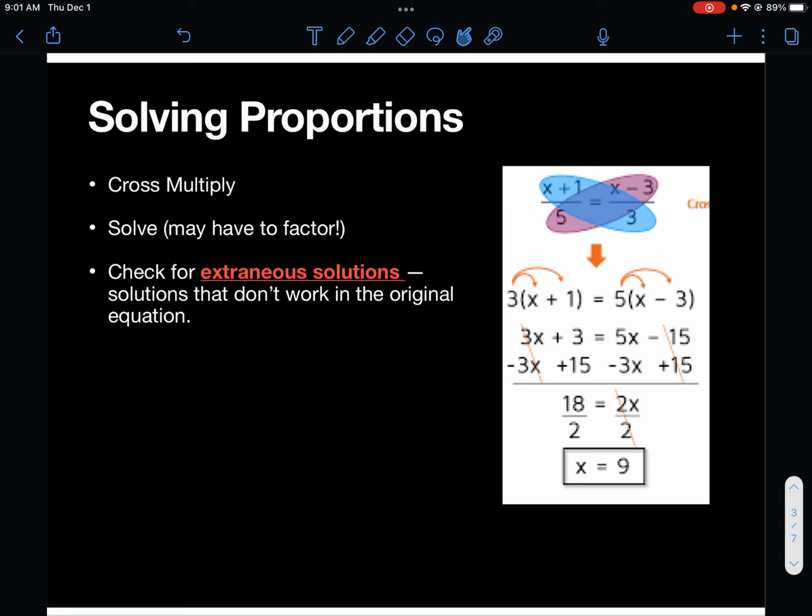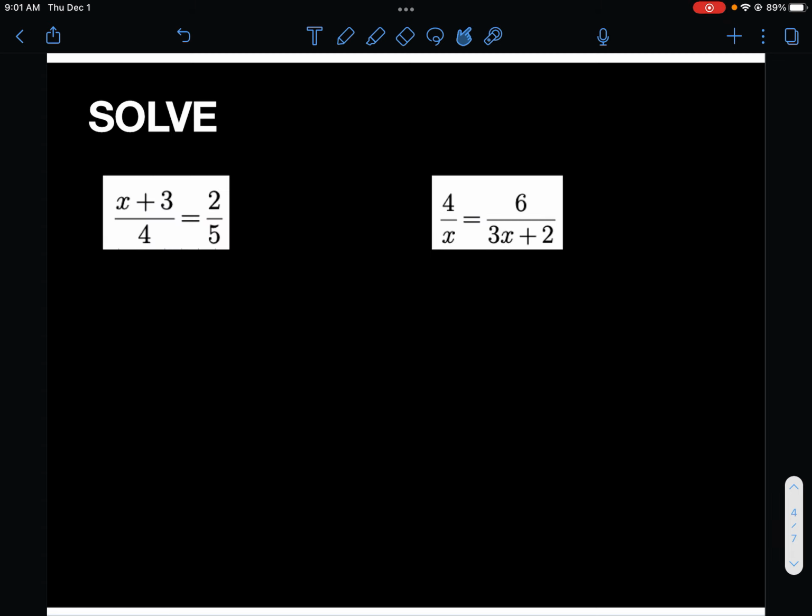Whatever's left, we'll solve it however we need to, and once we get our solutions, we'll check them because we may get some extraneous solutions. These are solutions that do not work in the original equation. They result from our cross products, but they don't work in the original proportion. So let's do some examples.